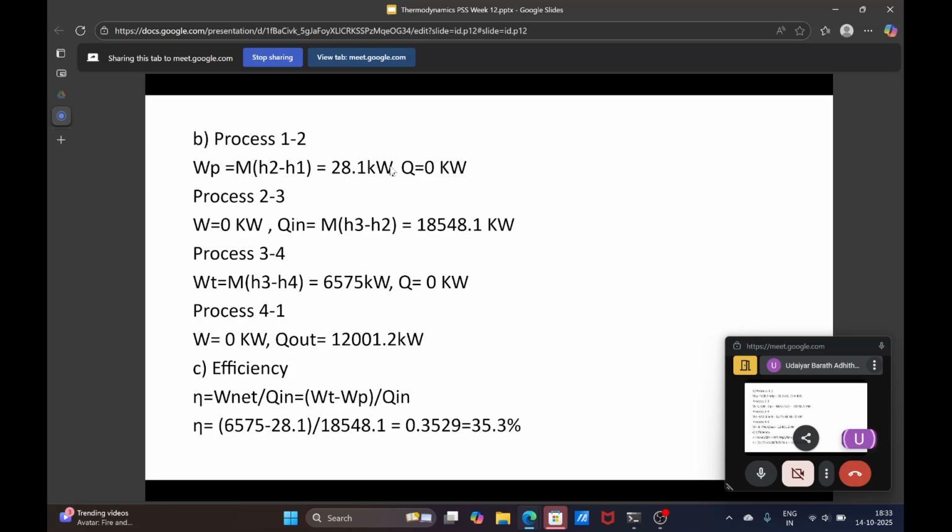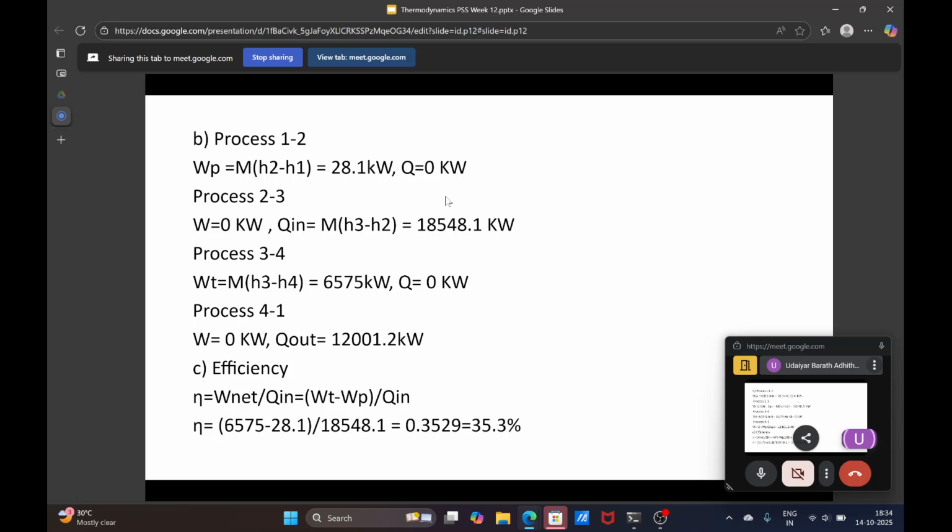So for process 1 to 2, which is the compression process or the pumping process, we have the pump work, which is mass into H2 minus H1. Mass is given as 7 kg per second. So 7 into H2 minus H1 gives you 28.1 kilowatts. And since it's an adiabatic process, your Q is 0.